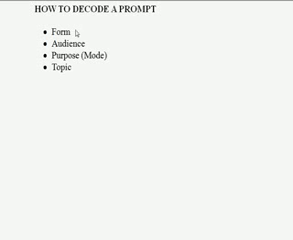So the four things that we're looking for when we decode a prompt are these four things in the list here. Form. A form is essentially what kind of writing are you doing? Are you doing an essay? Are you writing a letter? Are you writing a memo? Maybe you're writing an email. There are different kinds of writing, and the form tells us what structure you're putting that writing into.